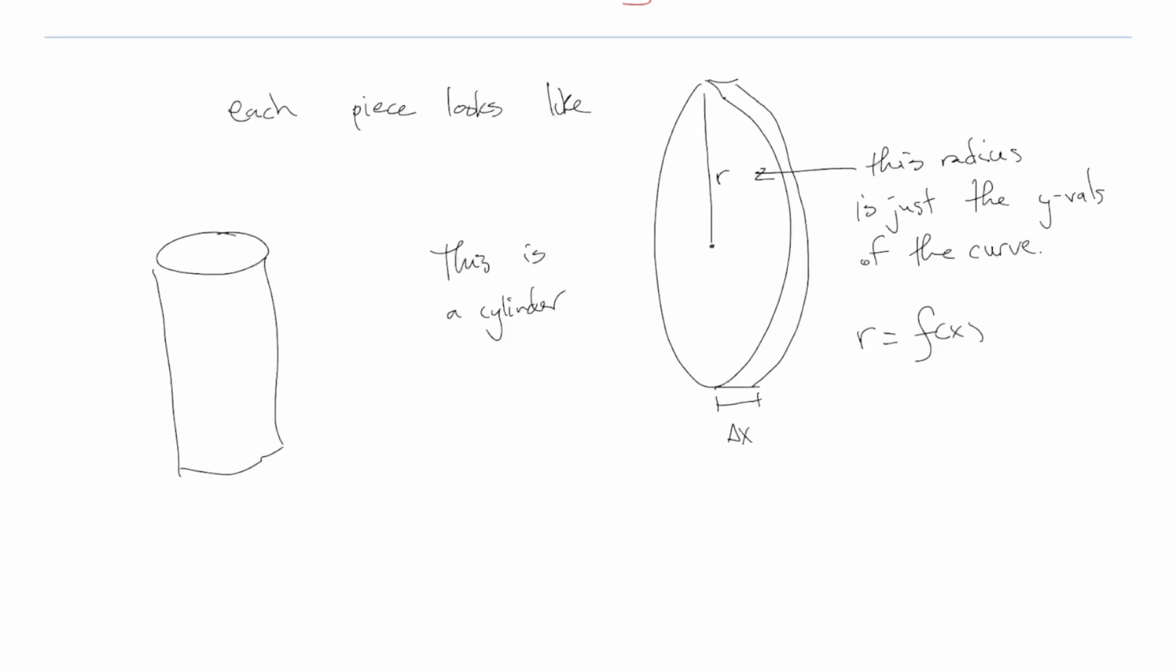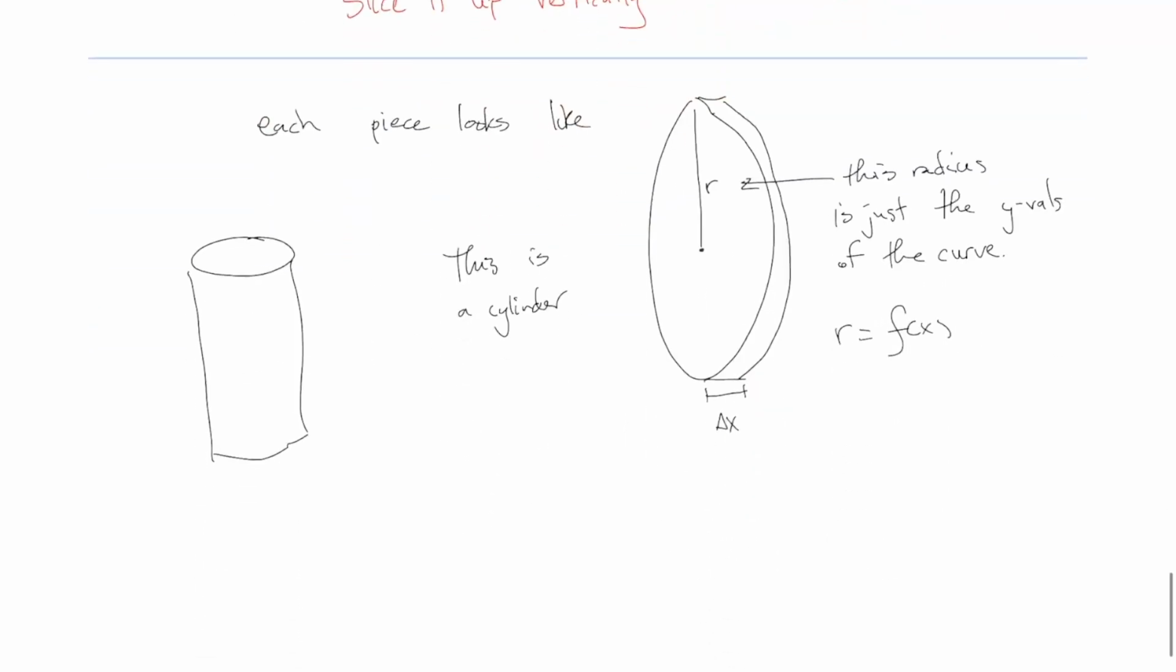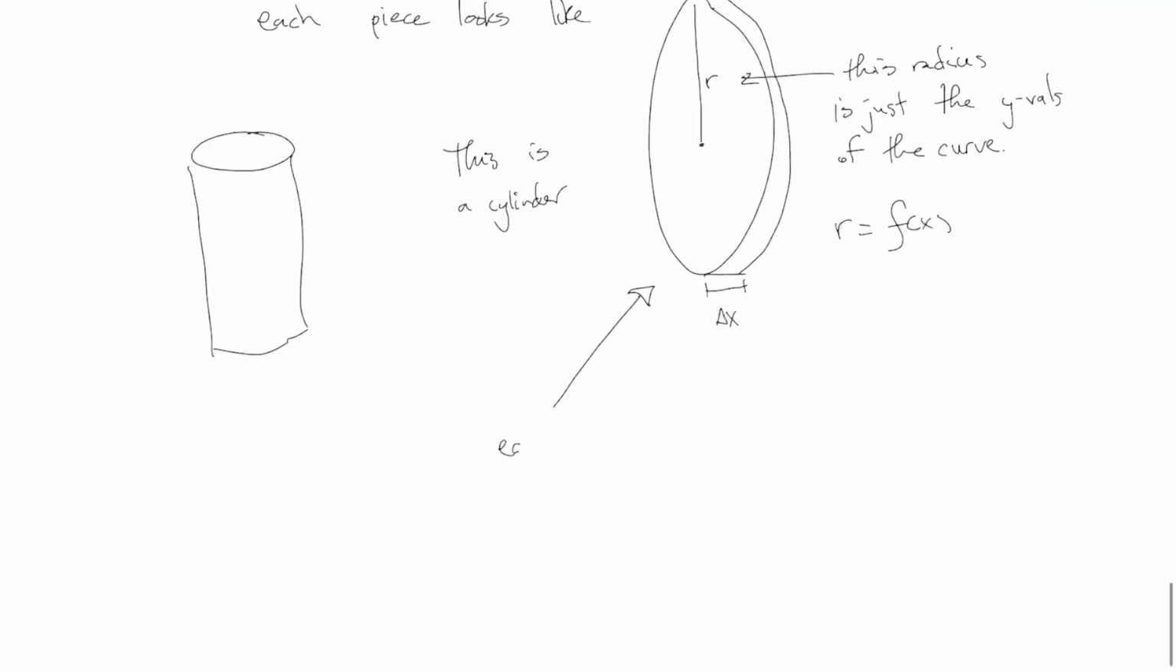What I want to do, ideally, to find the total volume of this weird revolved shape would involve adding up all the volumes of these little bitty bits, which look like this. So each bit here, I would like to talk about the volume of each bit. Each bit has volume.